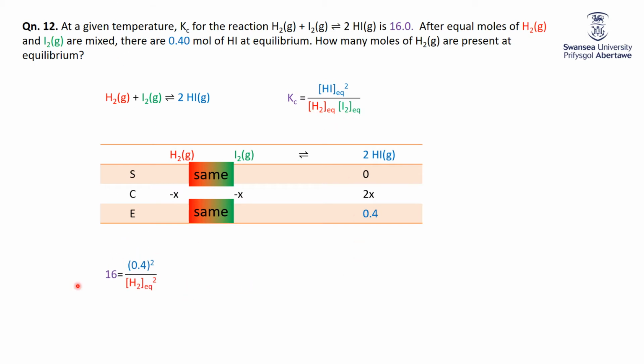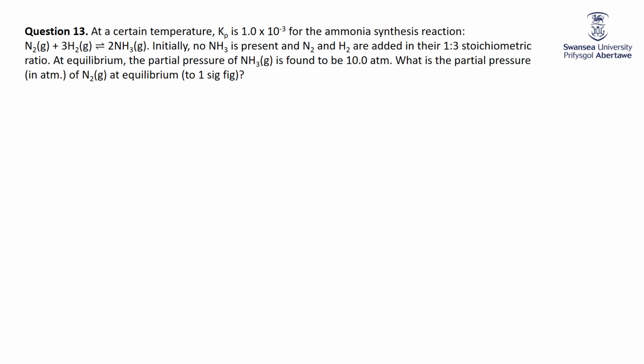So pop that in. Kc is 16. Told HI at equilibrium is 0.4, got to square it, and on the bottom was H2 times I2, but the I2 equals H2, so this just becomes H2 squared. Square root both sides, rearrange a little bit, take the H2 up there, bring the 4 down there, and we get H2 at equilibrium, 0.1 moles.